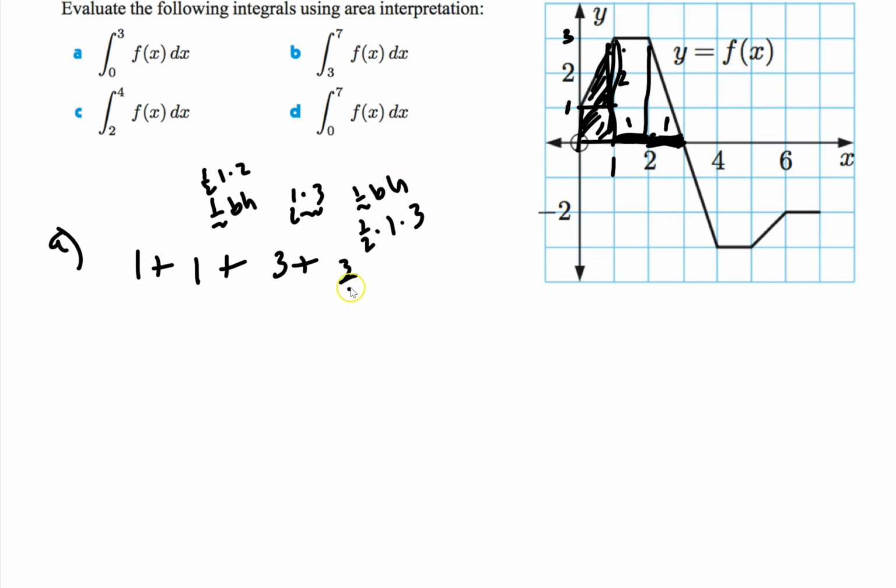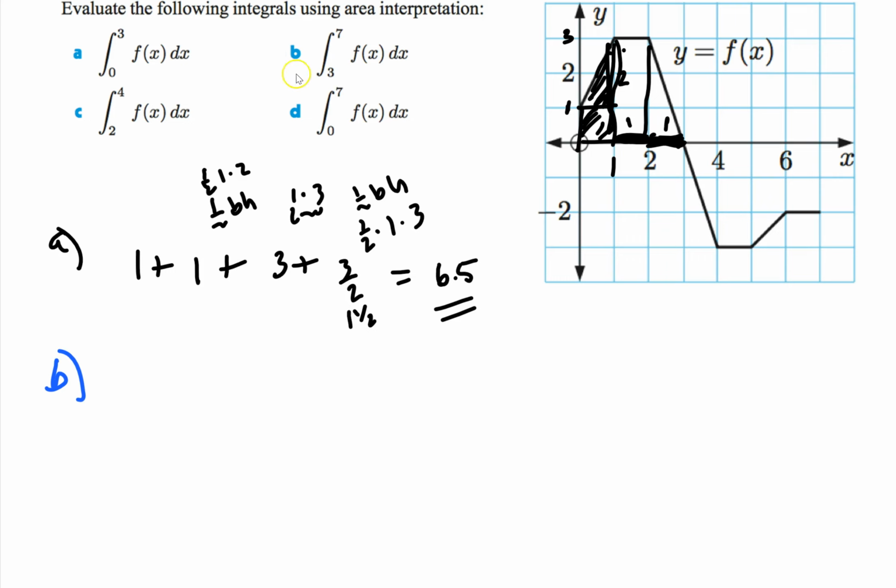That's 3/2. So the area of all that is 3 plus 1 plus 1 is 5, plus 3/2, which is 1 and 1/2. So 6.5. Again, messy, ugliness. But that's the general idea. You find the area underneath the curve. B, 3 to 7. And by the way, this is the only way we can do this one. There's no formula here. So if you have a grid with no formula, you just have to do it this way.